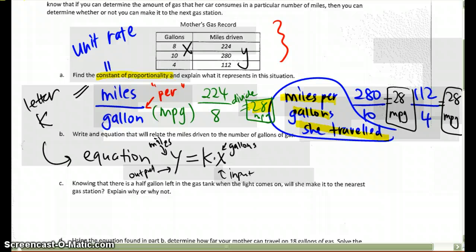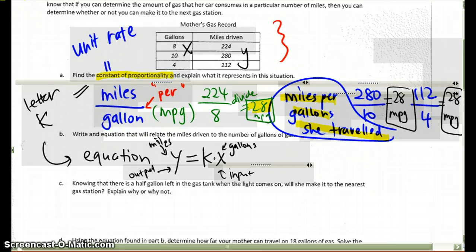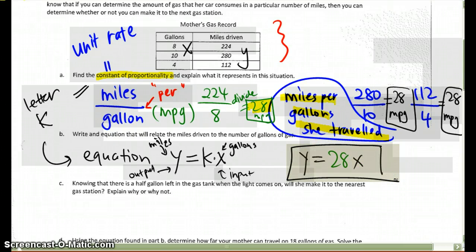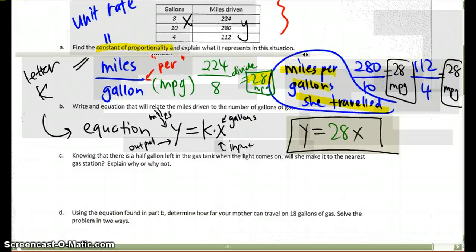So the equation, since my constant of proportionality is 28, my equation will be y equals 28 times x. Just like that. I always like to put the y first, y equals, so I know that I have an output, and then equaling, then I get to see what I have to input. y equals 28x. And I'm going to highlight that answer for us as well, so you know.